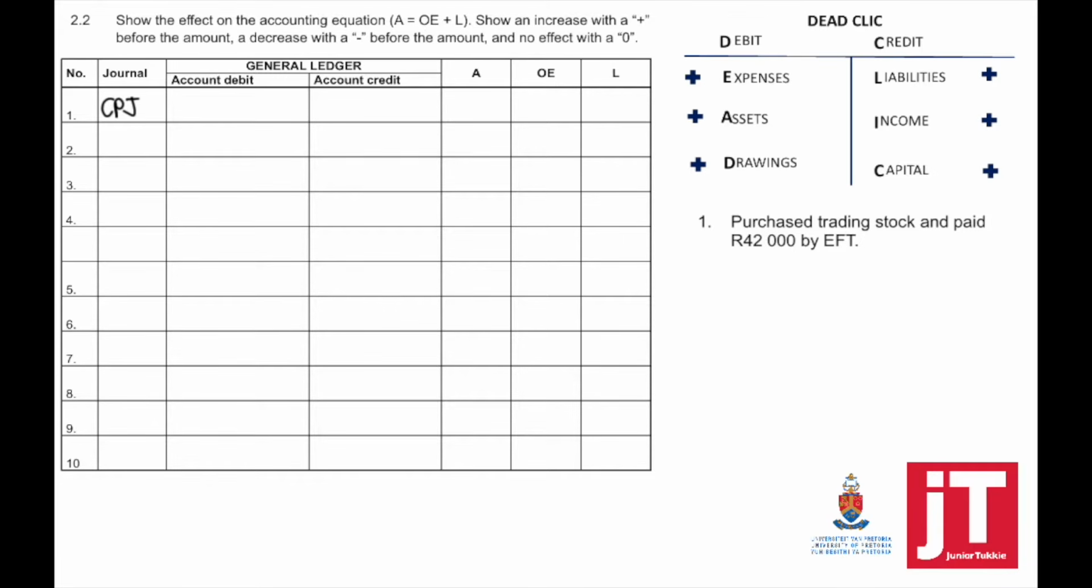Now when the payment is made, it will always be recorded in the CPJ. From the CPJ, bank is always going to be credited, which means now in a periodic inventory system, the purchases account is going to be debited. To show the effect on the accounting equation, purchases is regarded as an expense. If my expense increases, it means it has a negative effect on the owner's equity, and a payment was made, so my assets will be minus.